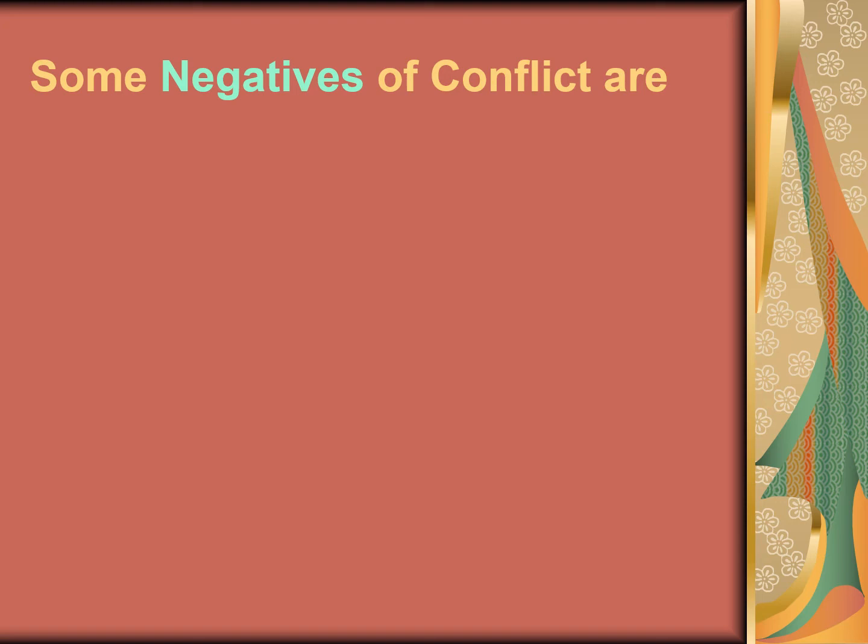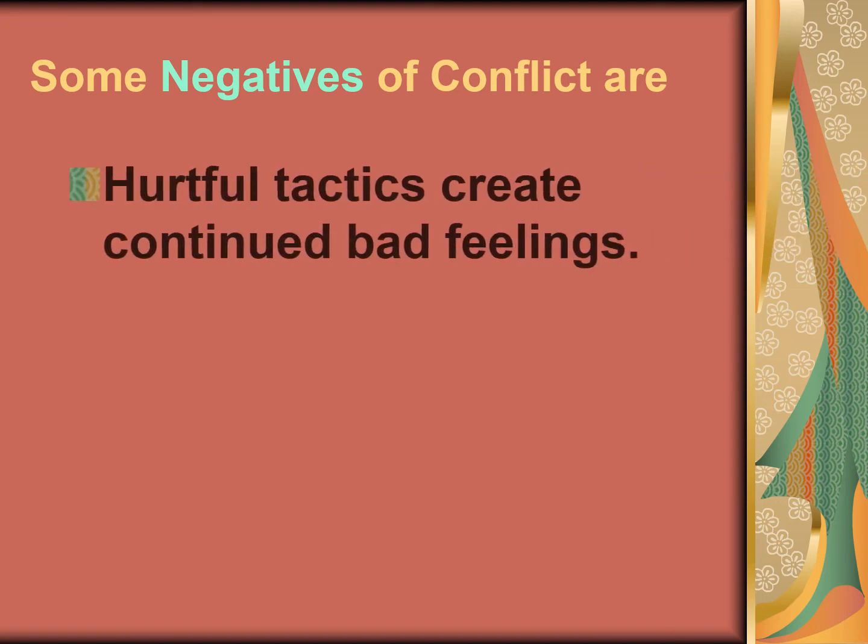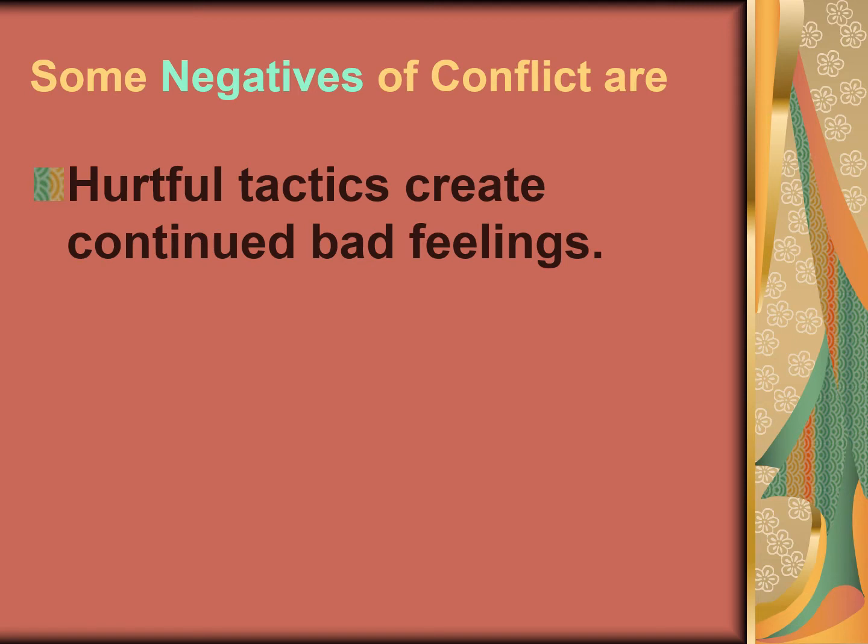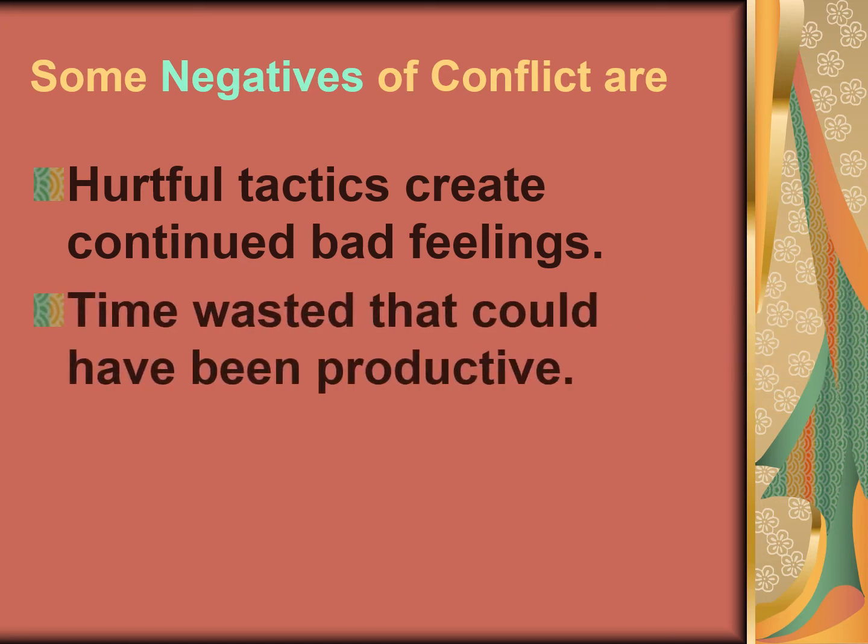There are certainly some negatives that can come out of conflict. If you're calling each other names, that's not easily forgotten after the conflict is over. So going back to the principle of communication from chapter 1, that communication is irreversible. Once you've called someone a name, it's out there. Maybe hard to get over that. Time wasted that could have been productive, possibly.